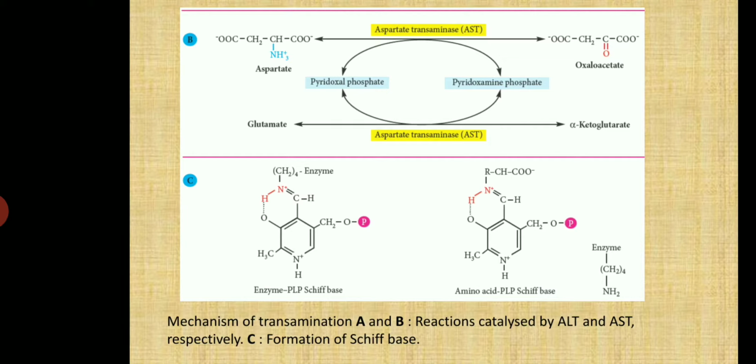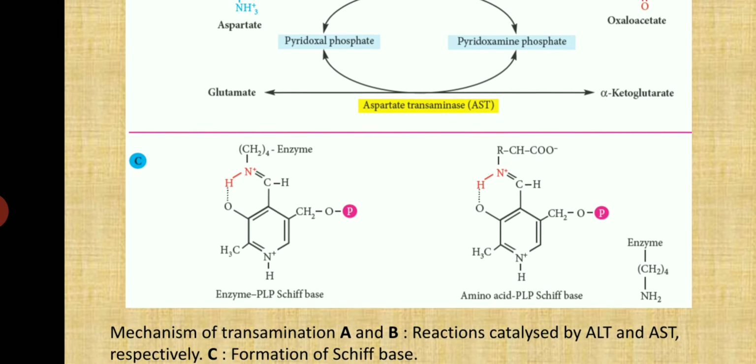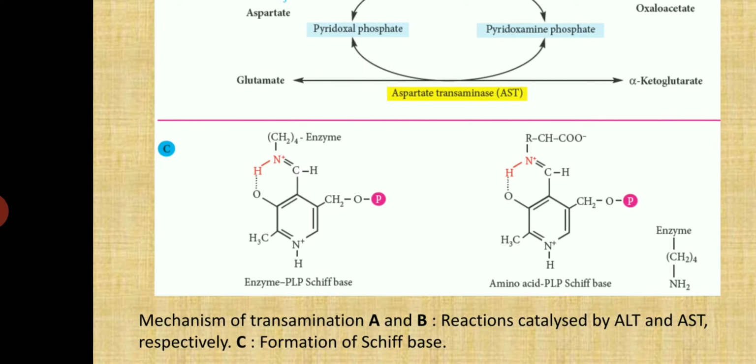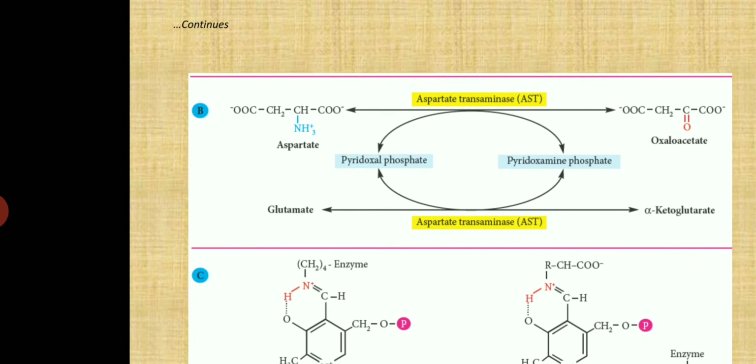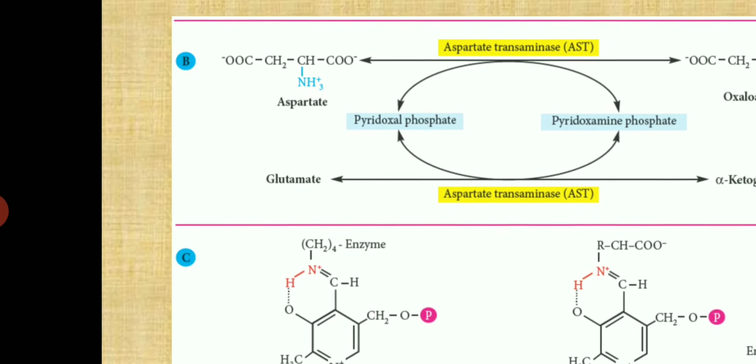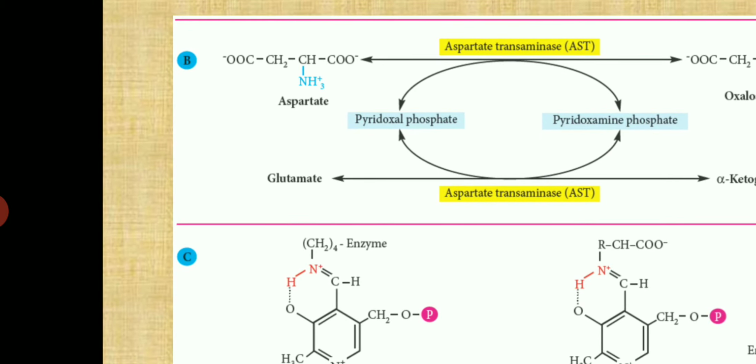So this is the mechanism of transamination reactions catalyzed by ALT and AST, and formation of Schiff base is shown in between. So Schiff base, I will again revise. Transamination exhibits ping pong mechanism and occurs in two phases. In first phase, the alpha amino group of amino acid 1 forms a Schiff base with aldehyde group of pyridoxal phosphate.